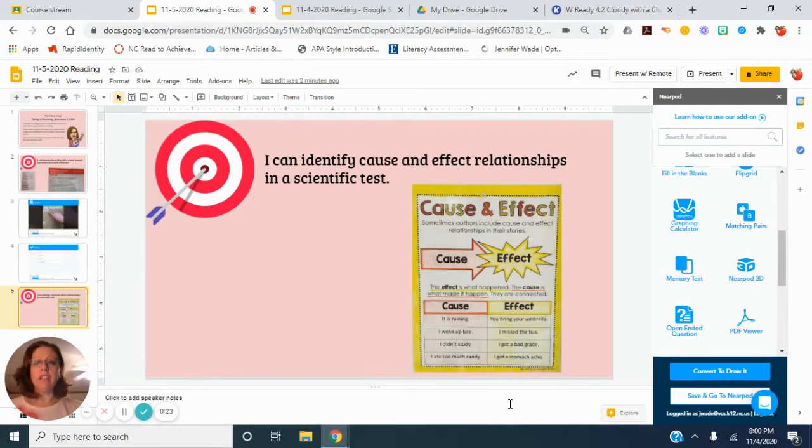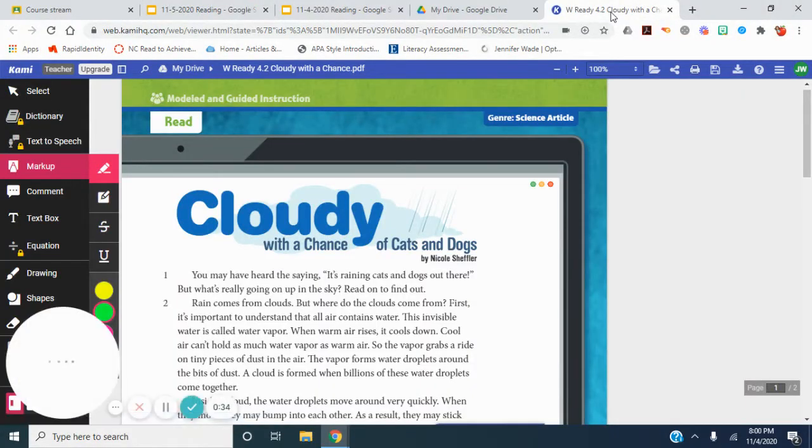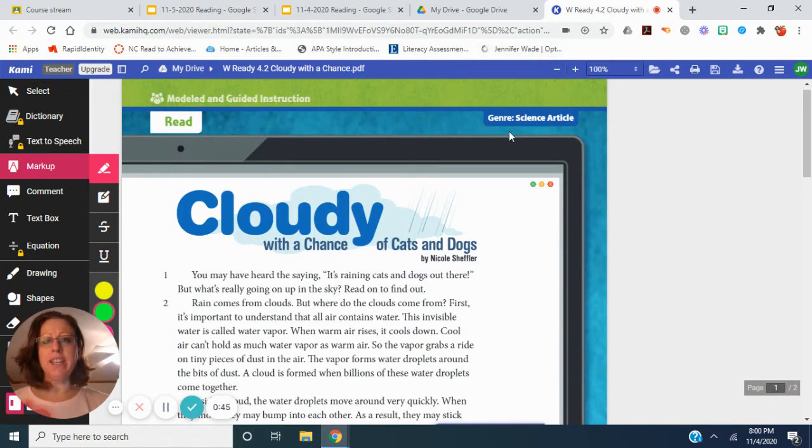Our learning goal for today is: I can identify cause and effect relationships in a scientific text. The title of our passage is Cloudy with a Chance of Cats and Dogs. And if you take a look, it says the genre is a science article, which means it's informational text. And the author is Nicole Scheffler.